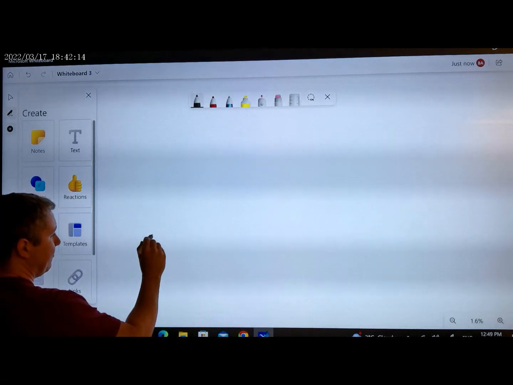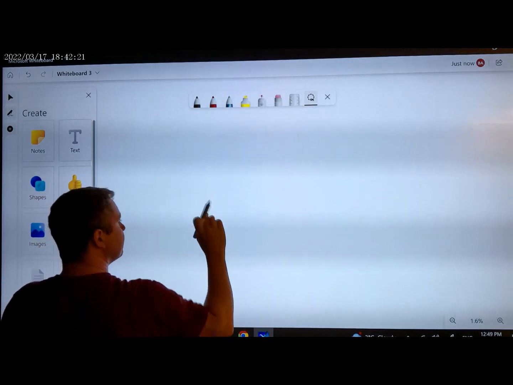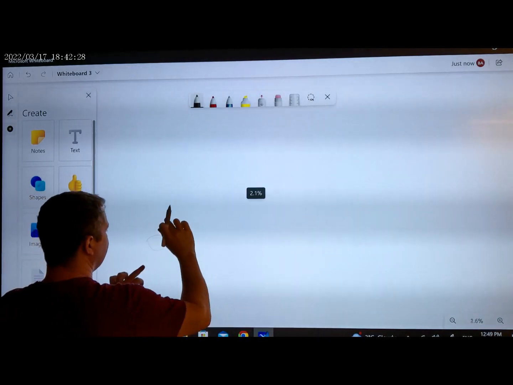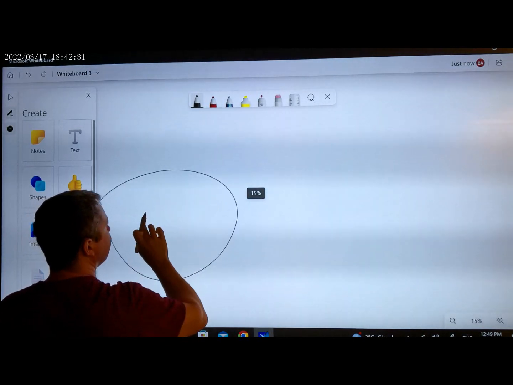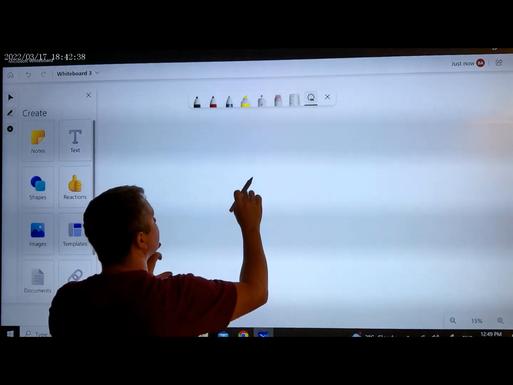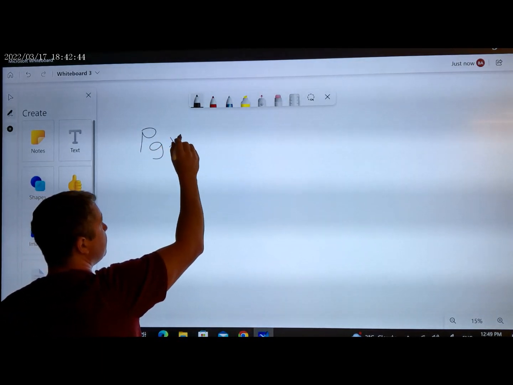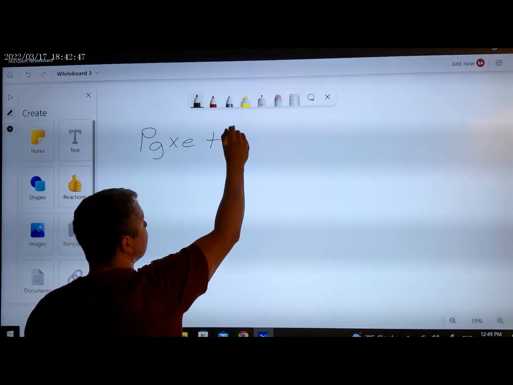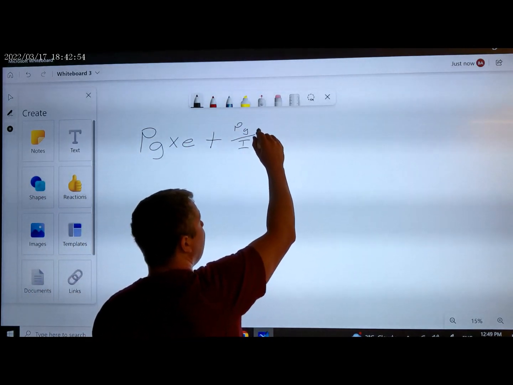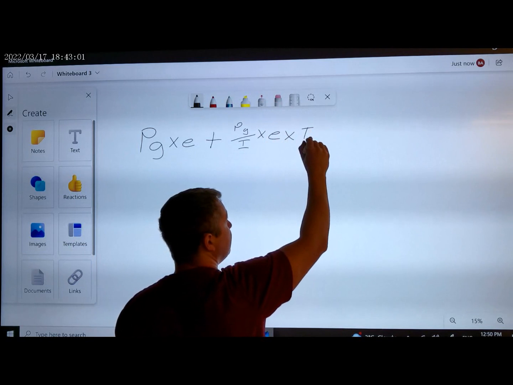we are simply doing, proportional gain times your error plus proportional gain over your integral setting times your error times your time in minutes.